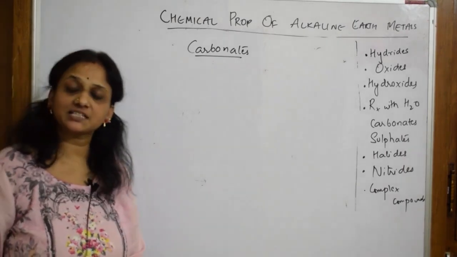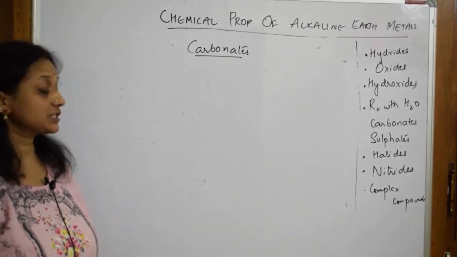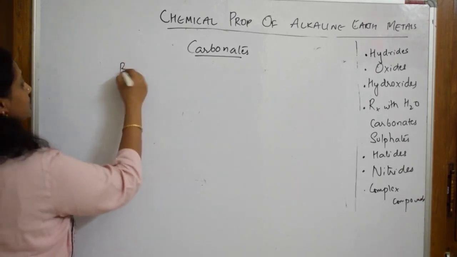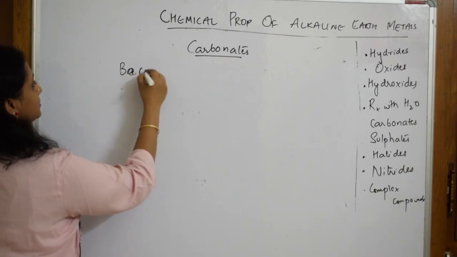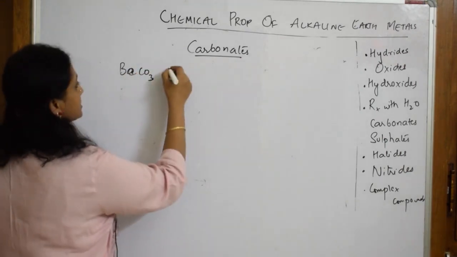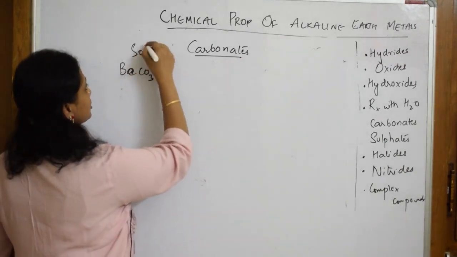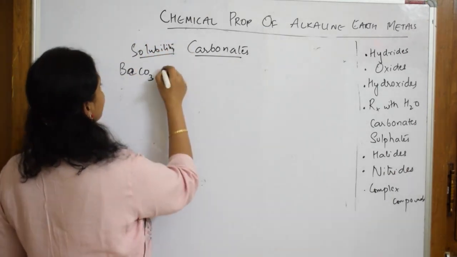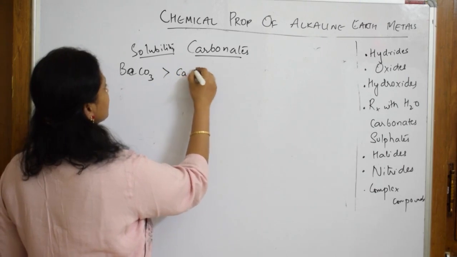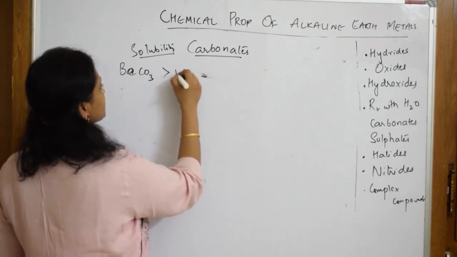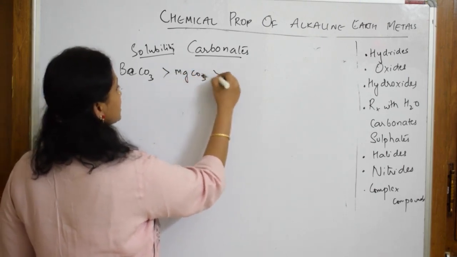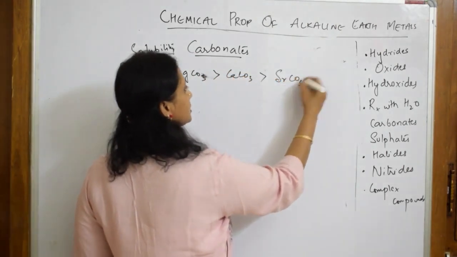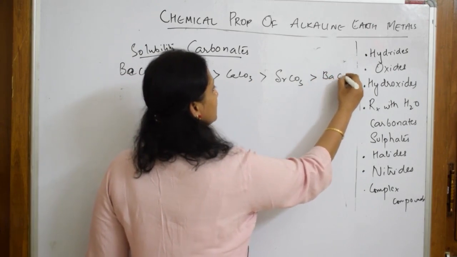Right. So let's go back and speak about carbonates. Now when I have to speak about carbonates, let us see the order. In terms of solubility, beryllium carbonate is greater than magnesium carbonate, which is greater than calcium carbonate, which is greater than strontium carbonate, which is greater than barium carbonate.